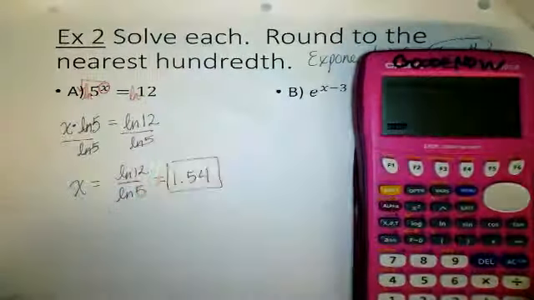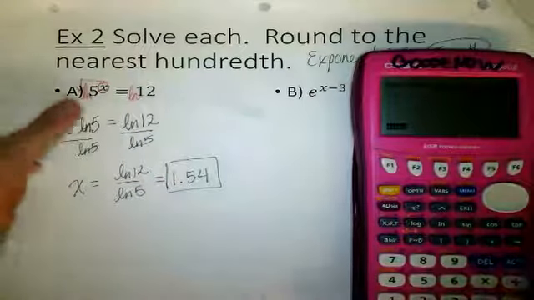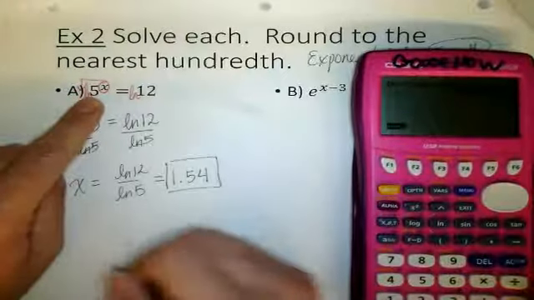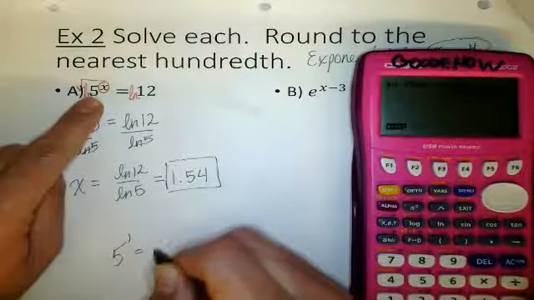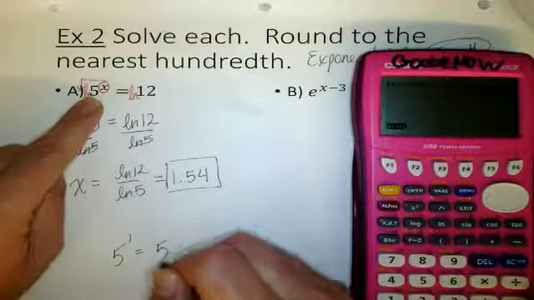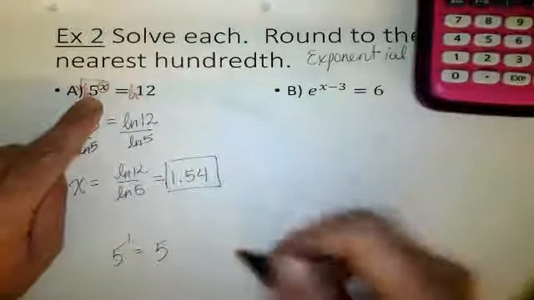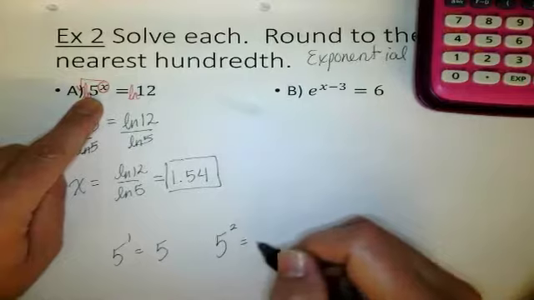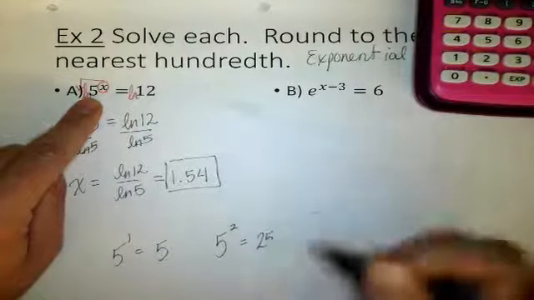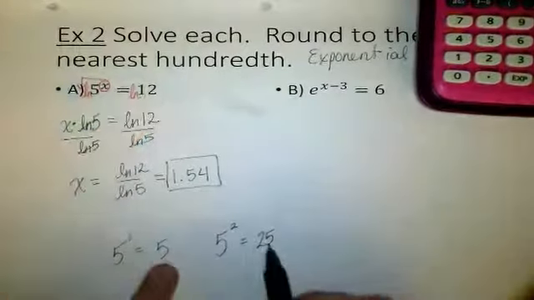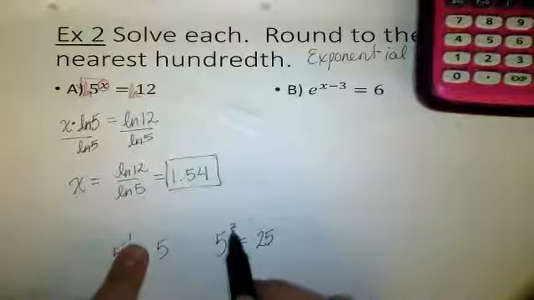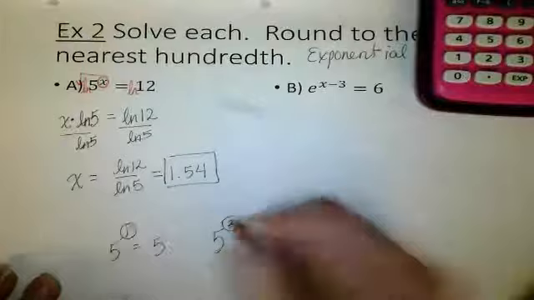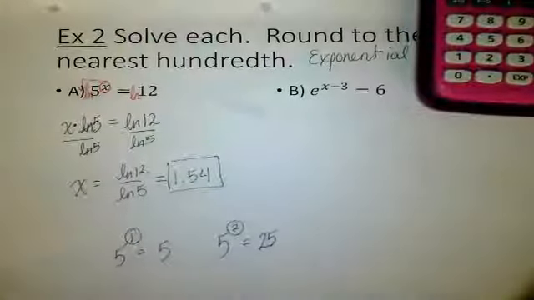Okay, so now that kind of makes sense. Because if we think back, what's 5 to the first? 5. And what's 5 to the second? 25. And 12 is between them, so we definitely got a number between 1 and 2. So that makes sense as a solution.